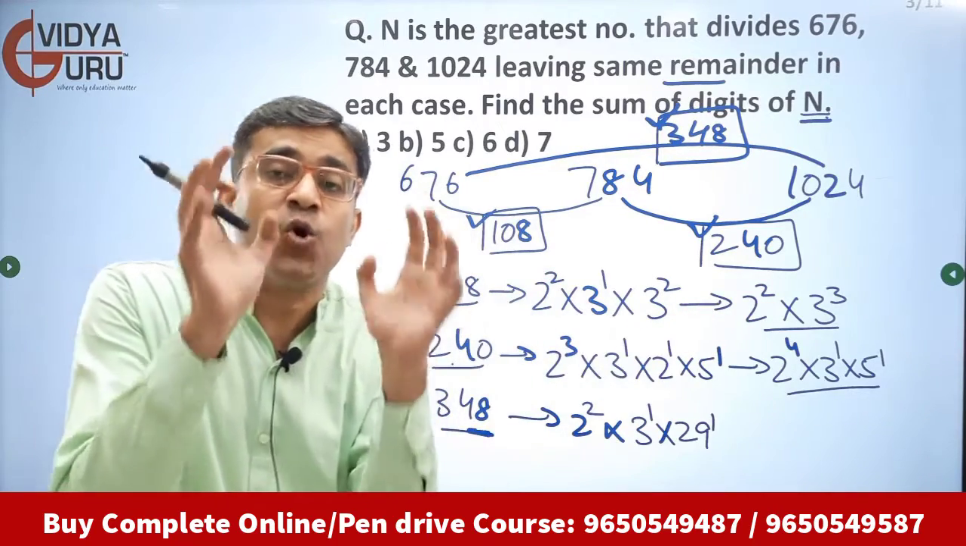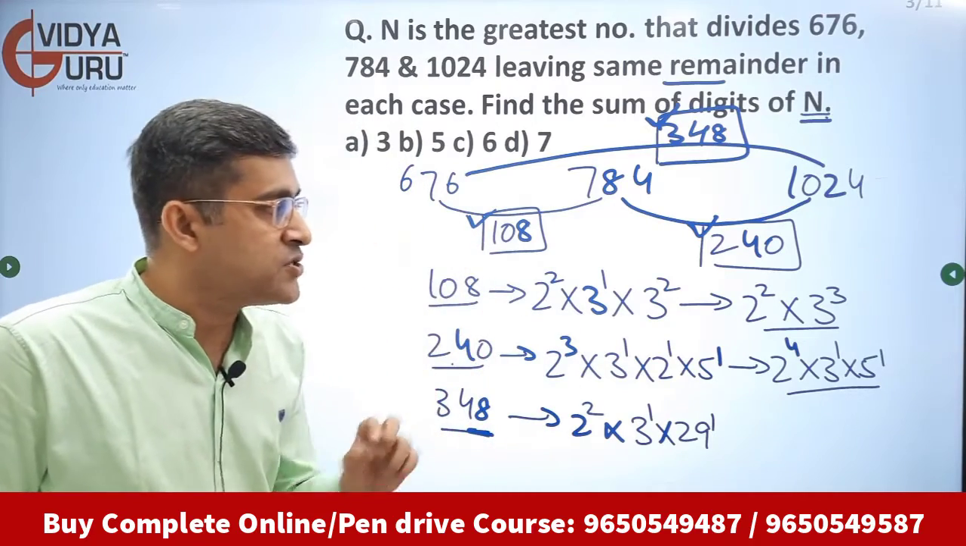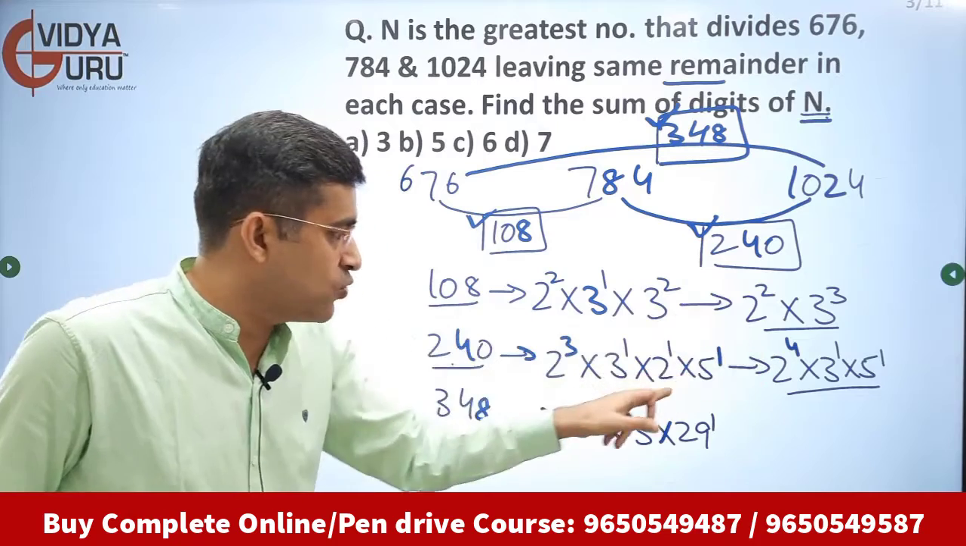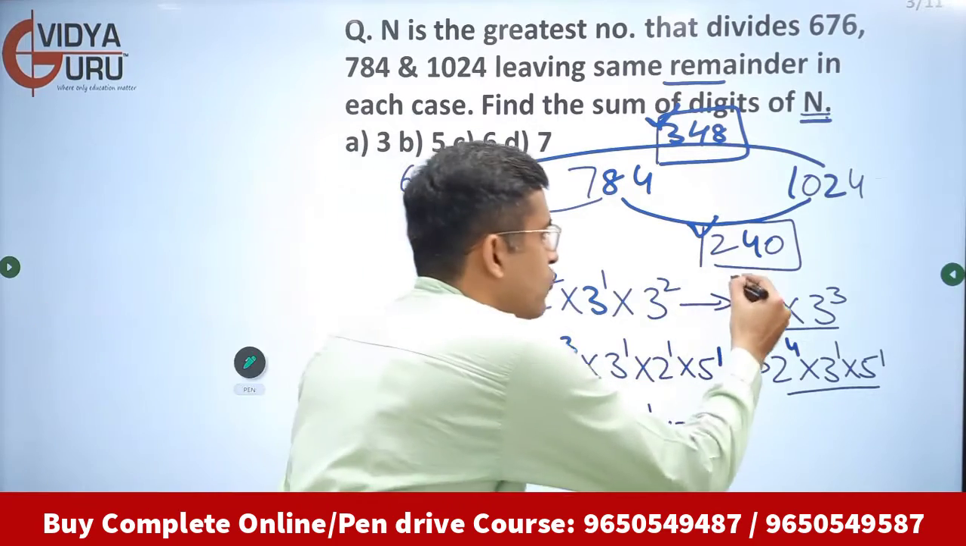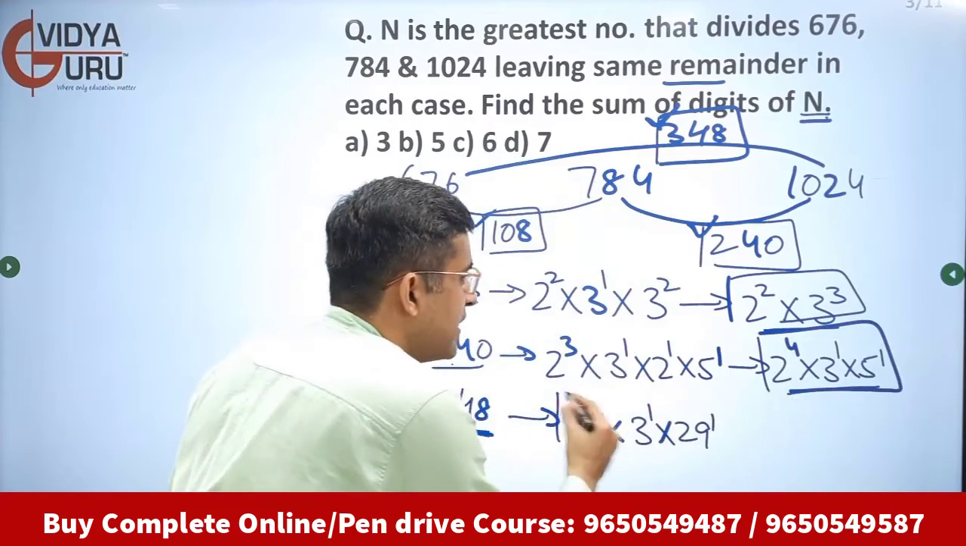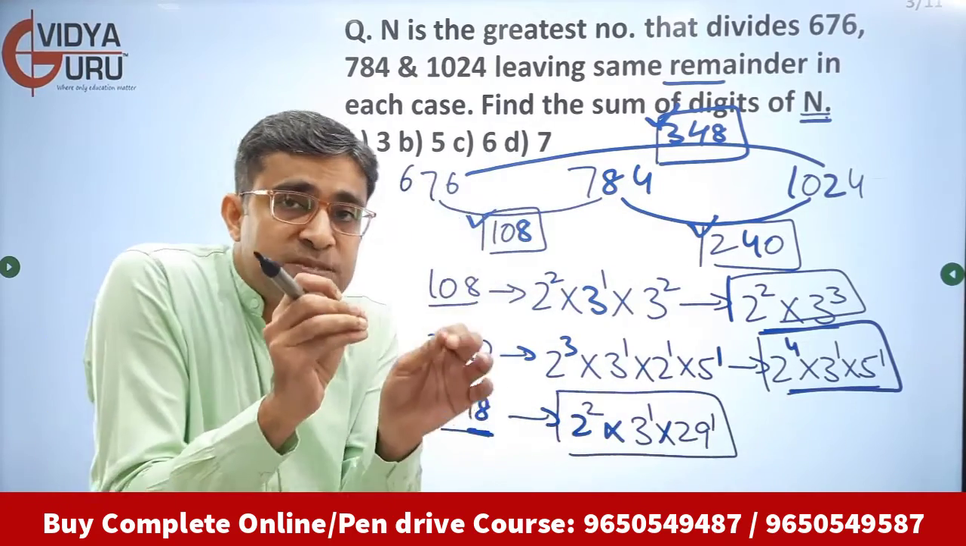Sure, I have to think only of the common factors. So what are the common factors? The common factors are 2. Yes, 2 is present everywhere. 2 is there in each of them. So I have to choose the smallest power.